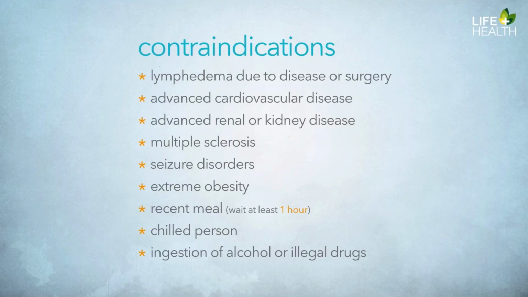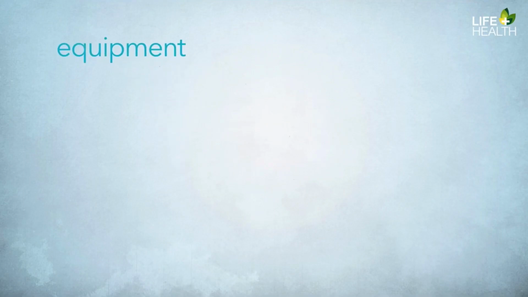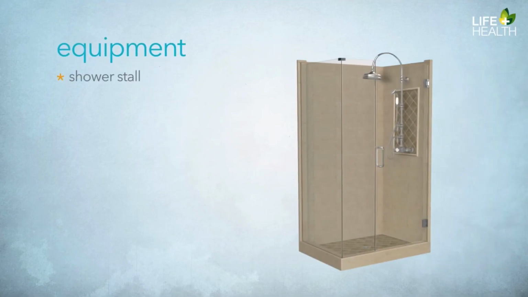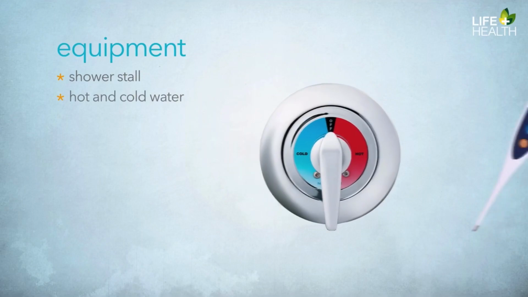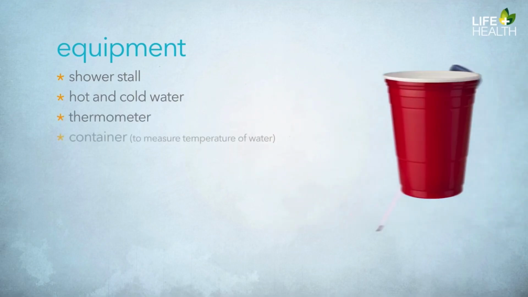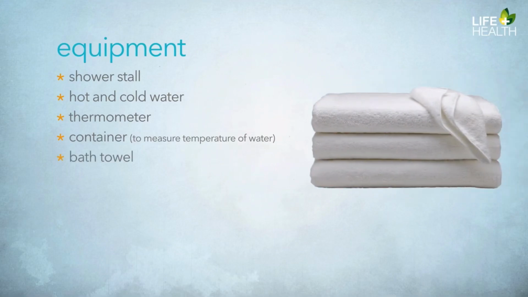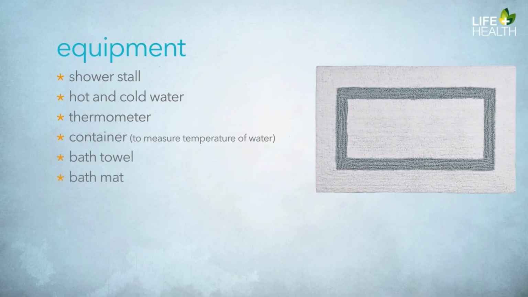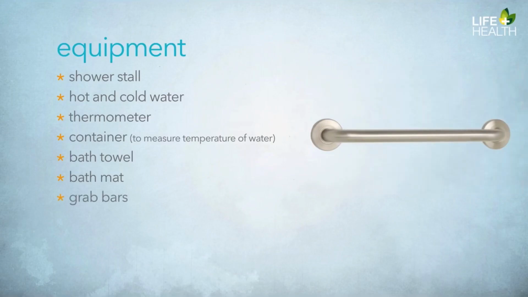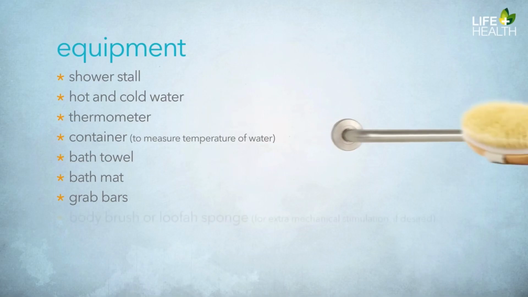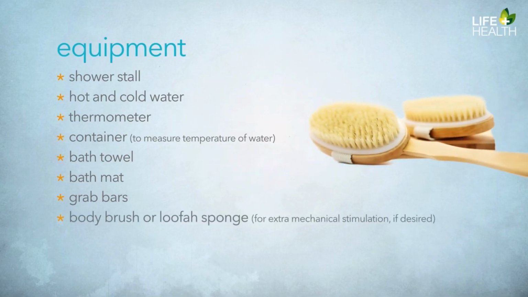Here's the equipment that you need for the contrast shower. Obviously a shower stall, hot and cold water, a thermometer, a container to measure the temperature of the water, a bath towel, a bath mat. You may need to have grab bars on the sides for people that are unsteady to hang on to. A body brush or a loofah sponge for extra mechanical stimulation if desired. This will make the treatment more intense.